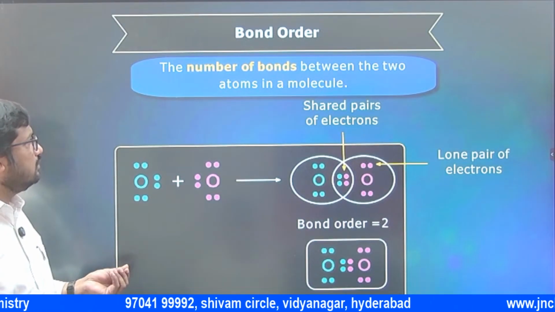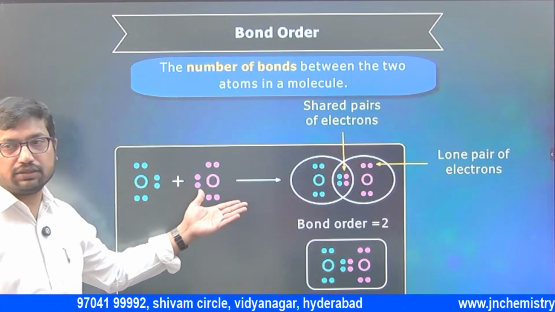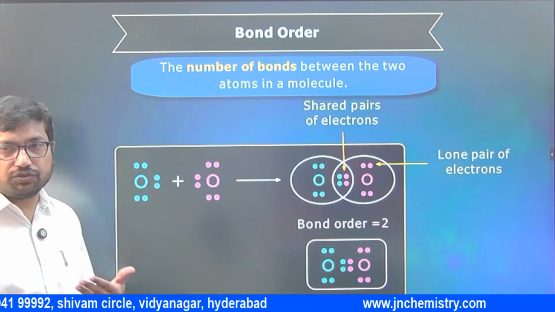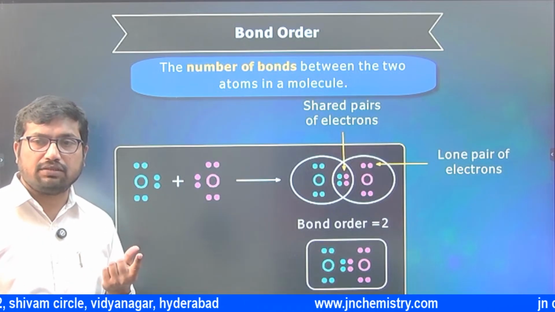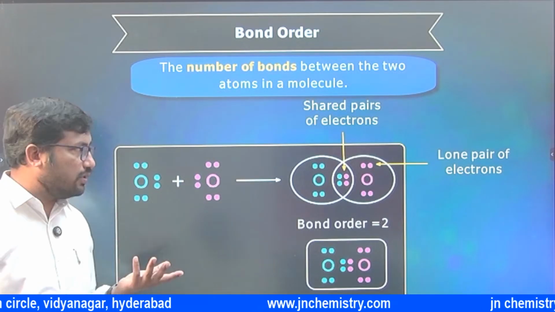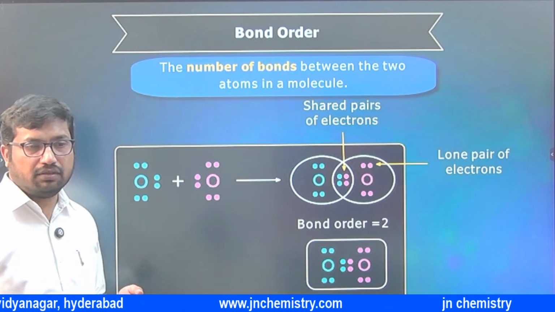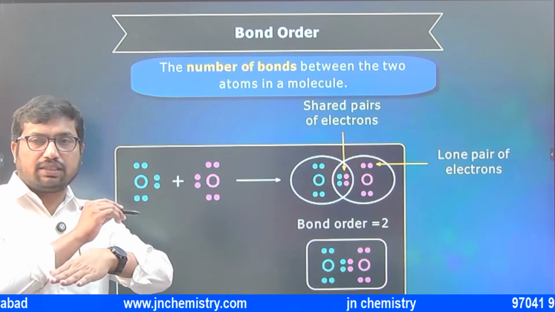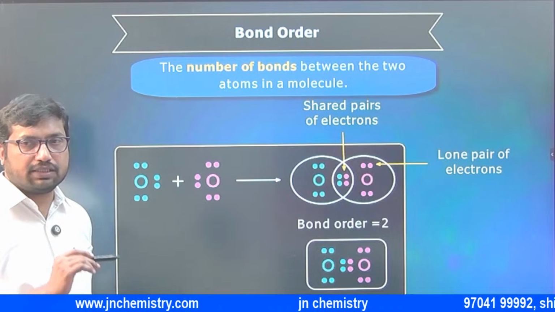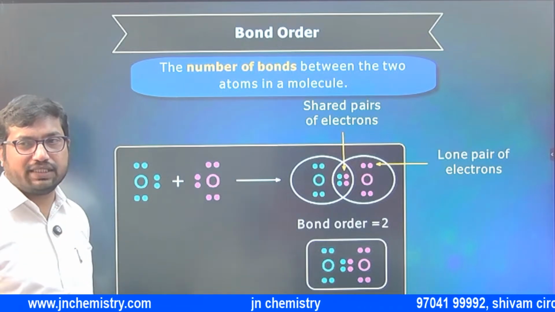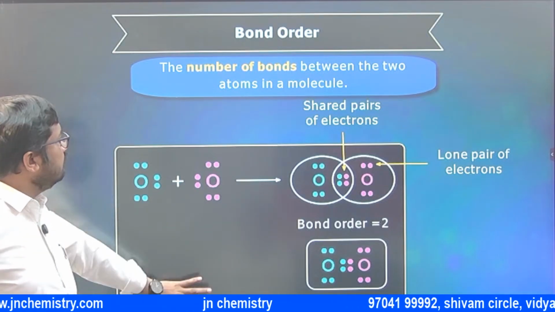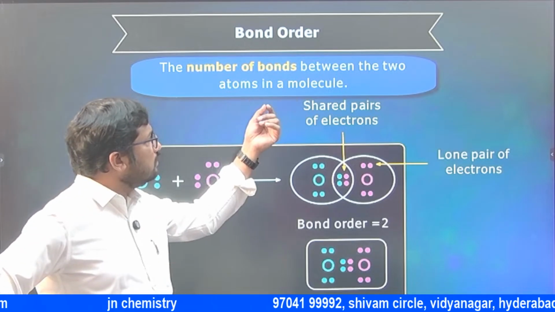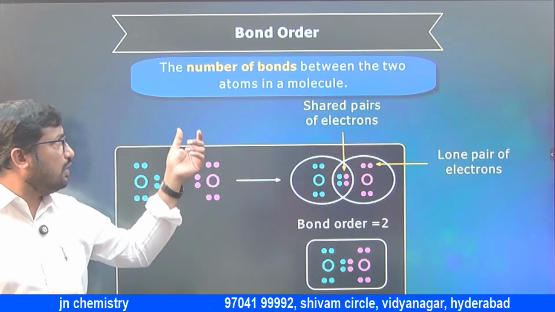Bond order is the number of electrons pairs shared. Bond order 2 means double bond. Bond order 1 means single bond. Bond order 3 means triple bond. Bond order 1.5 means one sigma bond and one partial bond. The partial bond means resonance. Particularly we could say the resonance of bond. So the number of bonds between two atoms in a molecule is called bond order.